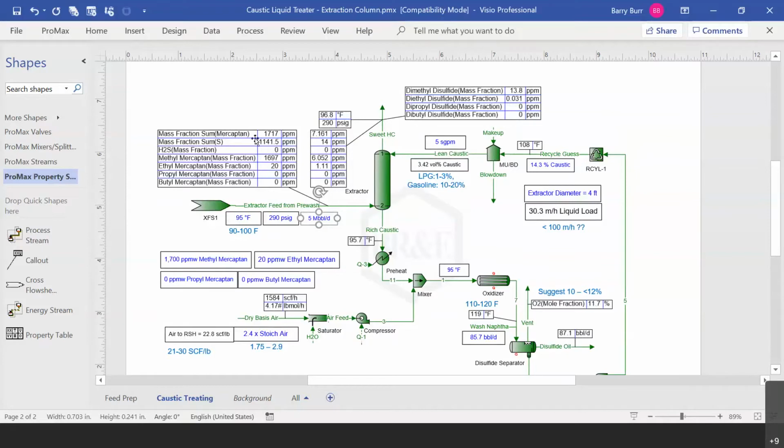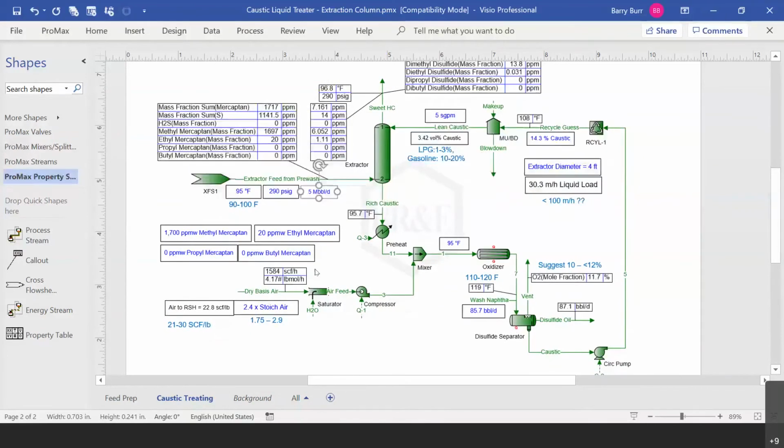So in this unit we've taken the mercaptan level from 1700 ppm and the total mass fraction of sulfur from 1141. Using this process, we've lowered that to 14 ppm of total sulfur. Now, in addition to the entries for key process conditions, we also have some recommendations.